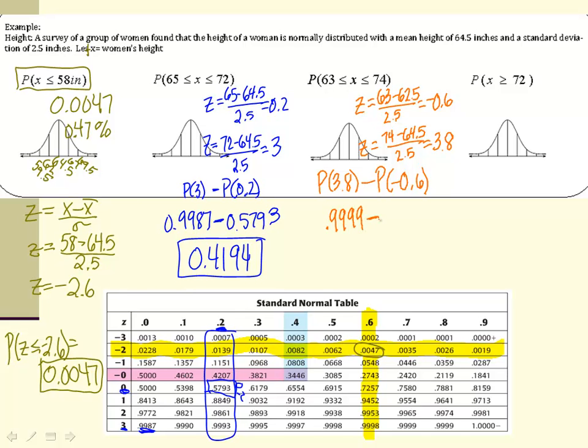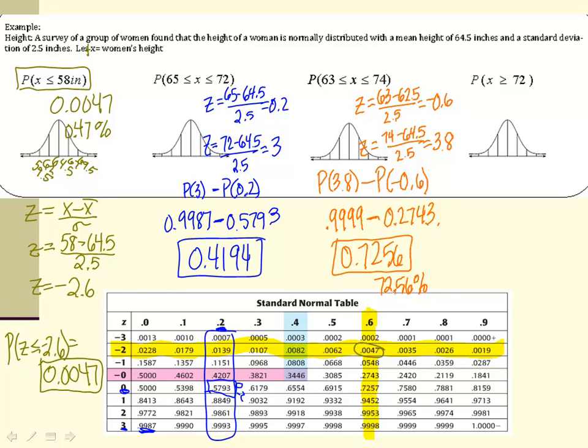We've got negative 0. So negative 0 is in pink, and go all the way over to where it says 0.6, and that's 0.2743. So if you subtract those, you get this. So this is our probability of our value being greater than 63 but less than 74. And that's really 72.56% if you would like to see things as a percent, just like the last one was really 41.94%.